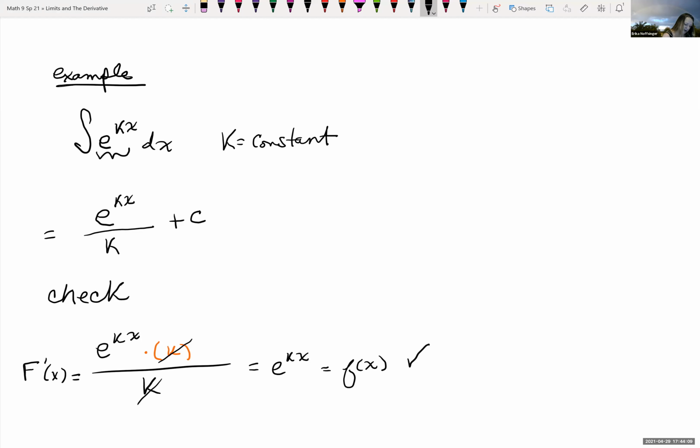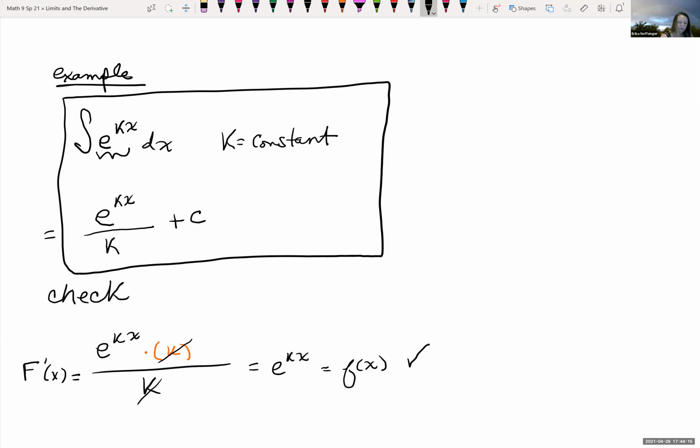Okay. We came up with a new rule to help us. Here's the other rule that we just did: the antiderivative of 1 over x is the natural log of the absolute value of x, plus c.